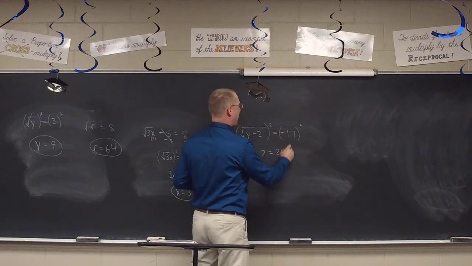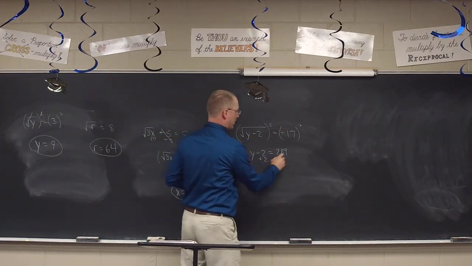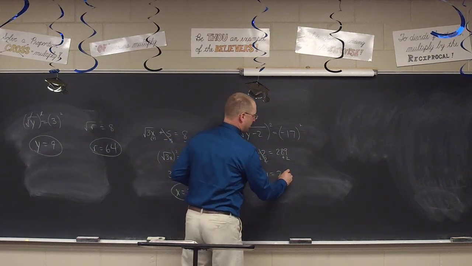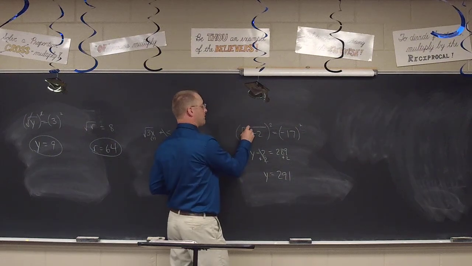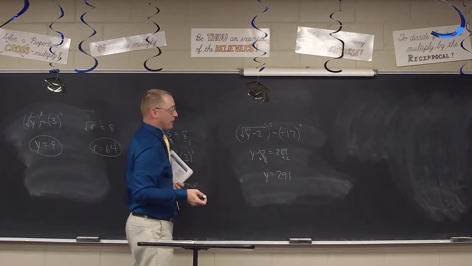289. And then we got to finish it out, Joshua, by adding 2 to both sides. And when we do, we're going to get y is equal to 291. That's a big answer. Let's plug it in. 291 minus 2, class. 289. Square root of 289?